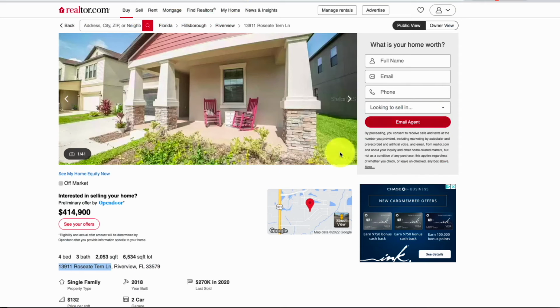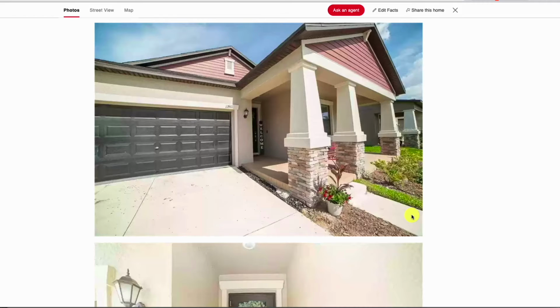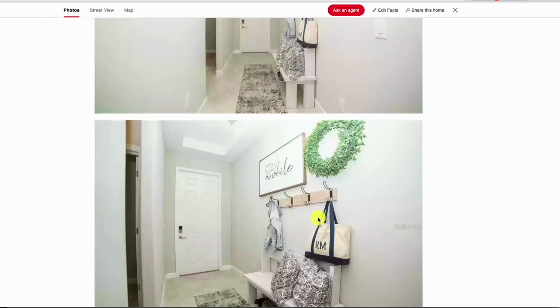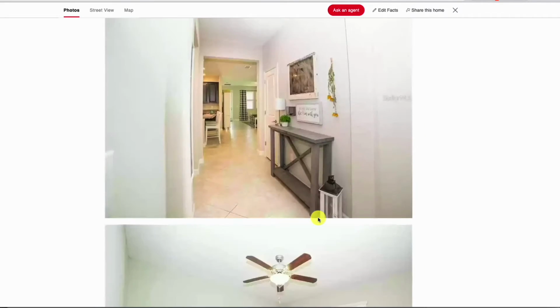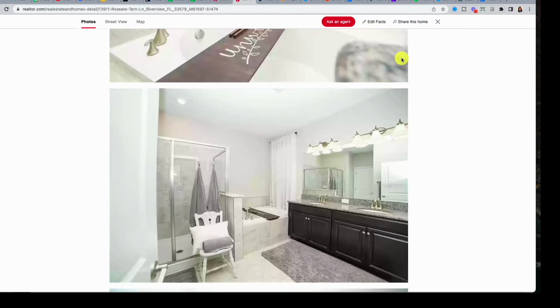Now this property over here, 13911, is very close to the property that I purchased. It was built in 2018 and sold in 2020 for $270K. If we take a deeper look at this property, we could see that it's pretty much turnkey. It has a driveway, a nice entrance, and none of the walls are stained or any issues. Everything looks practically new. So in this instance, I was looking to analyze different properties within Riverview to see which one I was going to ultimately invest in.